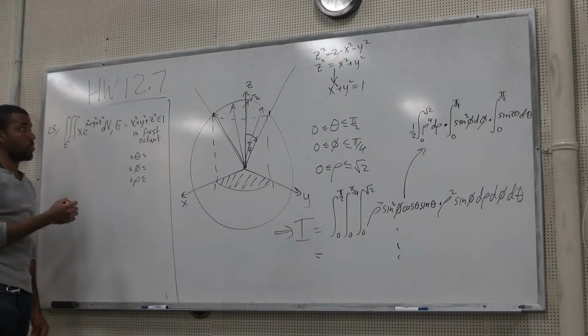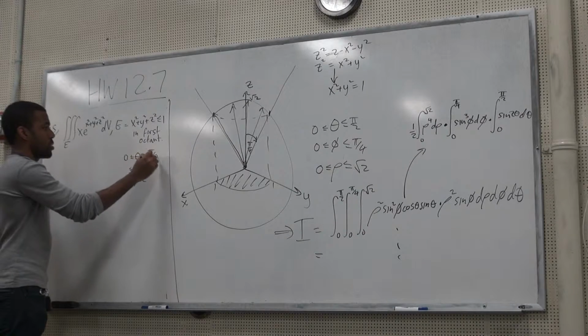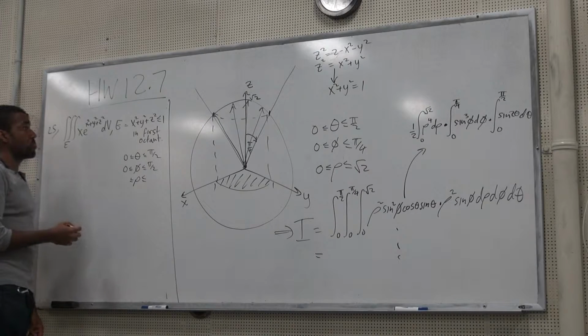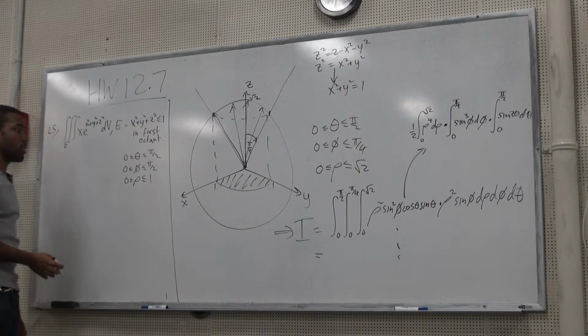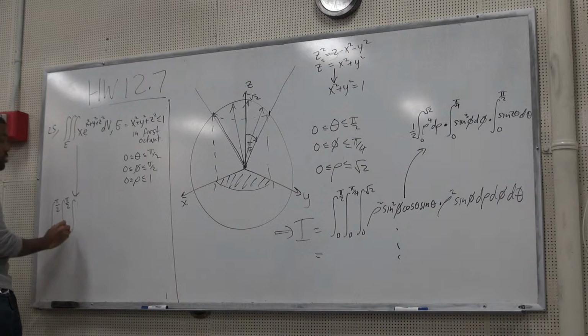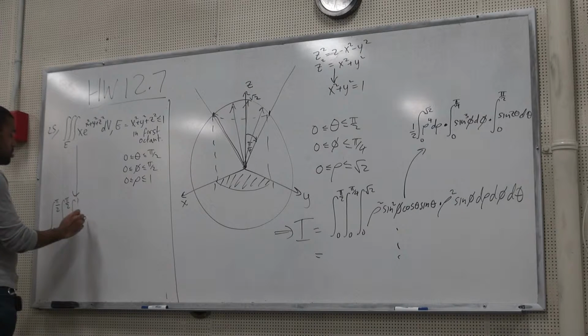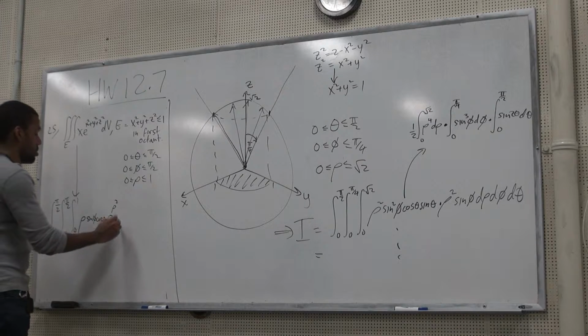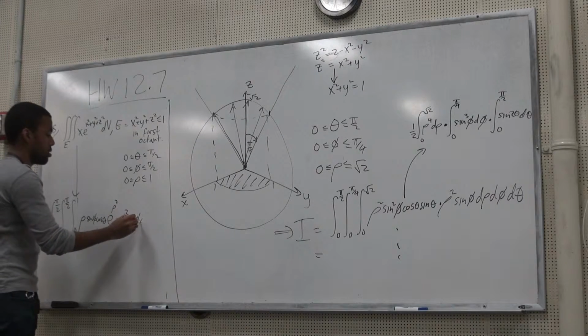First octant, theta is what? Phi is what? Also 0 to pi over 2. Rho, 0 to 1, because it's inside the sphere of radius 1. So basically this becomes 0 to pi over 2, 0 to pi over 2, 0 to 1. My x becomes rho sine phi cosine theta, e to the rho squared times rho squared sine phi d rho d phi d theta.